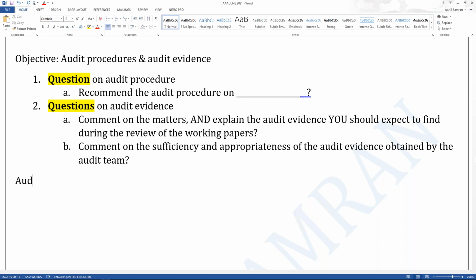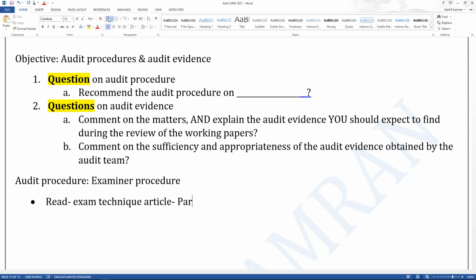Okay, let's first start with audit procedures, and let's look at the examiner expectations for audit procedures. Now, the best way you can prepare for audit procedures from an examination point of view is to read the exam technique article part 4, and this exam technique article part 4 is on audit procedures. Once you read this article, you will have a fair idea of your examiner expectation, and you will literally know what you should be doing when you're writing an audit procedure, right?